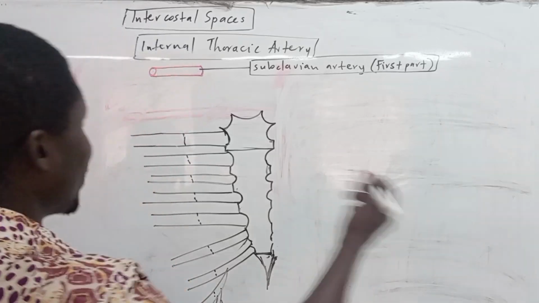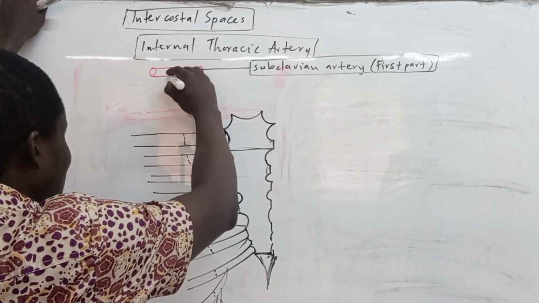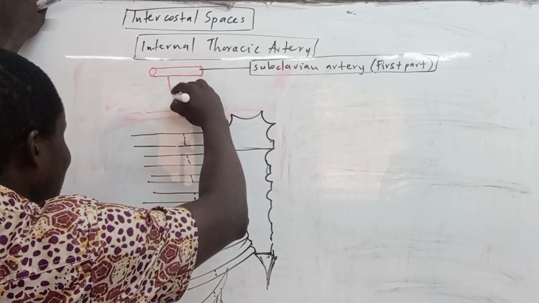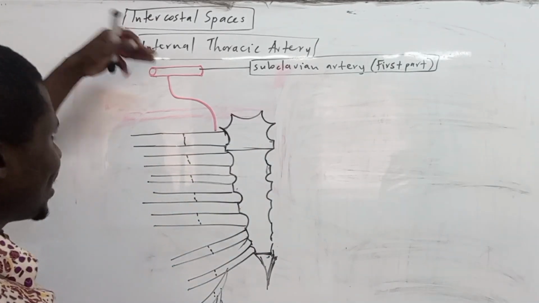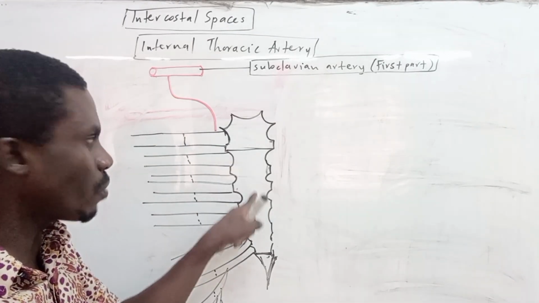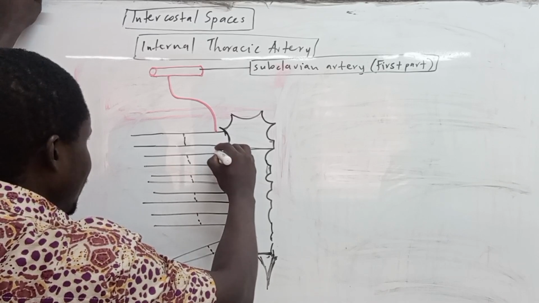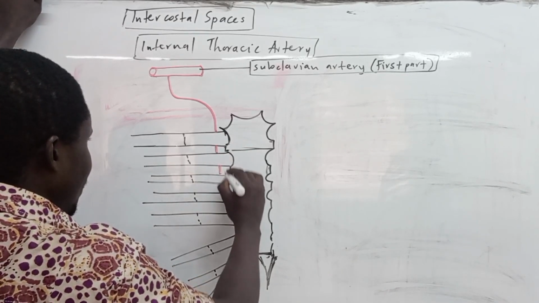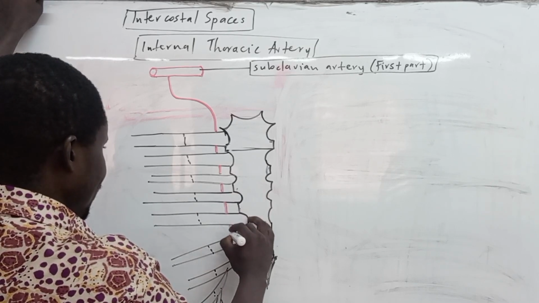Now, from the first part of the subclavian artery, we see an artery which is coming out, and that is the internal thoracic artery. So initially it comes downwards, then it comes a bit medial, just lateral to, of course, the sternum. Then it begins to go downwards, running deep to the costal cartilages.